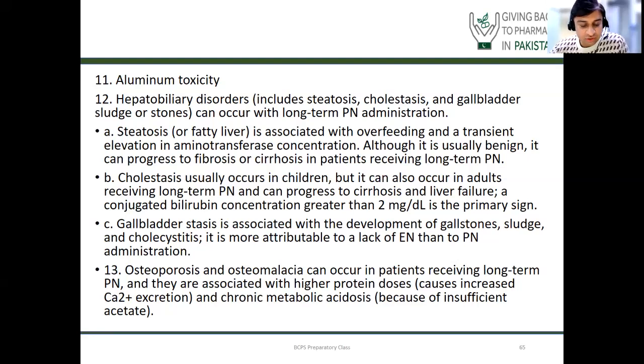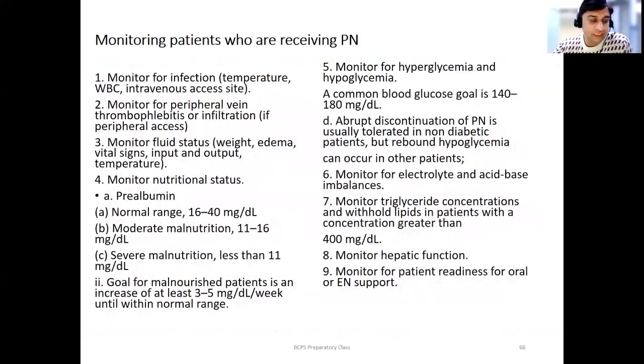Similarly, osteoporosis and osteomalacia can occur in patients who are on long-term TPN. So how to monitor? Monitor for infections, peripheral line thrombophlebitis, fluid status, and nutritional status. You can check the pre-albumin, but in critically ill patients this is very challenging because the pre-albumin is usually low in patients who are in the acute phase, like patients with sepsis or septic shock. You will also monitor for hyperglycemia and hypoglycemia. The usual blood glucose target is 140 to 180.